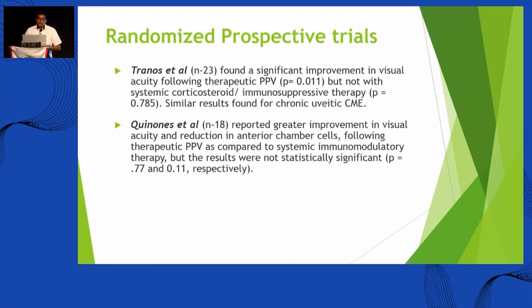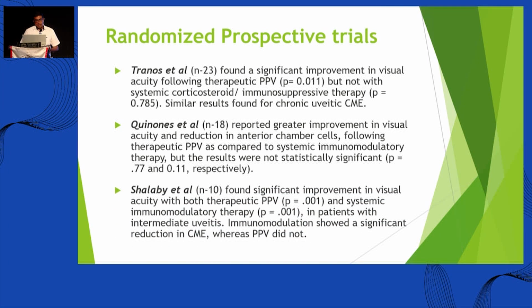Quenos and his colleagues also did a study, and they also showed that the vision and the anterior segment and the posterior segment inflammation goes down, but still there was no statistically significant evidence. Shalaby and his colleagues, also with a very small number of patients in a prospective study, demonstrated that the visual acuity actually improves, but they found that the cystoid macular edema did not improve and was better improved with the immunomodulation. So small studies when it comes to prospective analysis, and they are also giving a bit of a confusing picture.